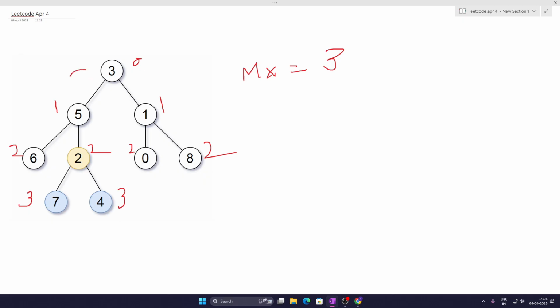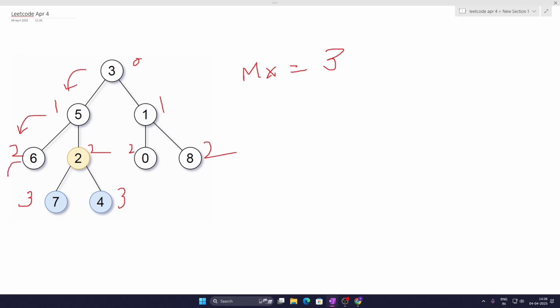Then we will go for its left subpart. Here in this case, the left child of 3 is 5. What is the depth of you? The depth of 5 is 1. And what is the maximum depth? 3. So here also the condition fails. Then we will go to its left subpart. Here the depth of 6 is 2 and the maximum depth is 3. So it's not the answer.